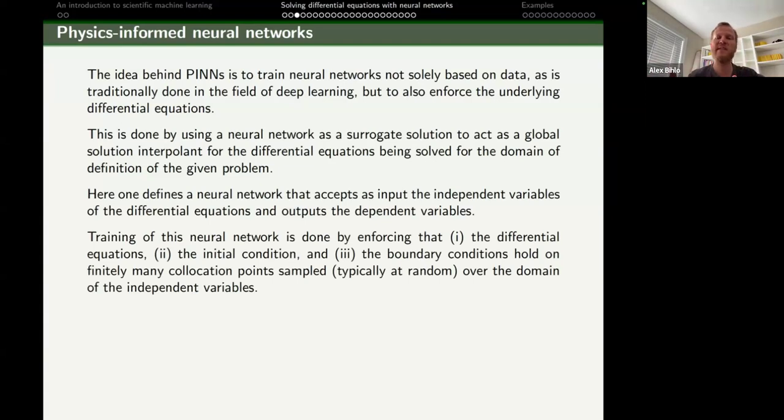So you have to enforce the data of this differential equation, and the data being the differential equation itself. If you have an initial value problem, then you need to enforce the initial conditions. If you have a boundary condition, you need to enforce the boundary condition. And if you have a combination of initial and boundary value problems, well, then you need to enforce both of them. And you do this over points which are defined over the domain of your independent variables. I'll make this precise and show you some graph in a second.